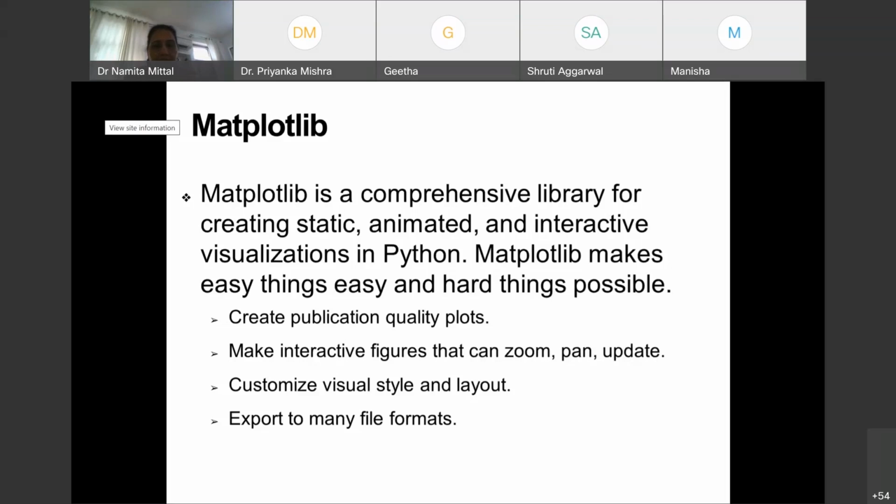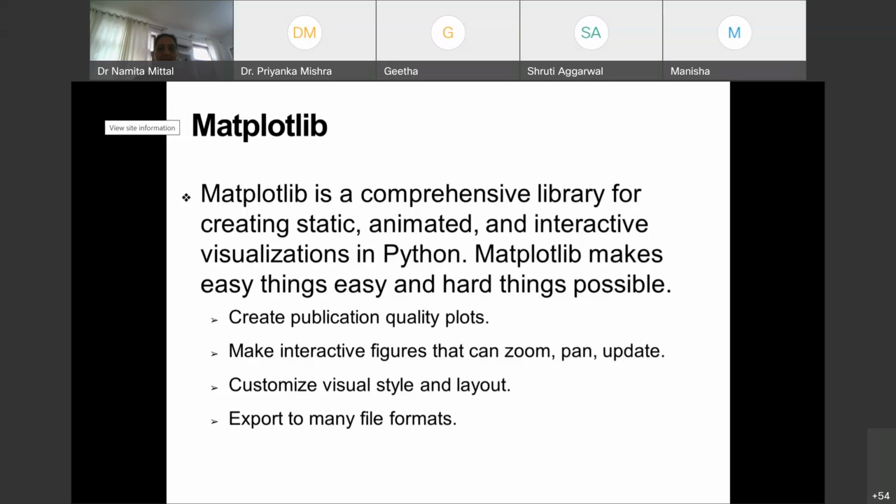So Matplotlib makes easy things easy and hard things possible. That's the beauty. So read again what I'm saying. Matplotlib makes easy things easy. Whatever is easy, it will make even easier. And hard things that were not possible, it will make possible. Hard things may be difficult but have become possible.